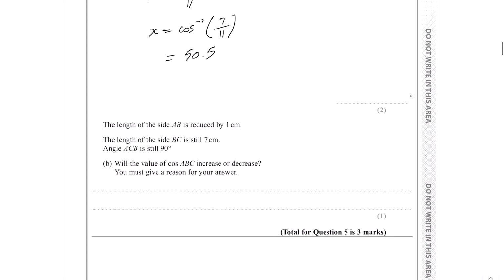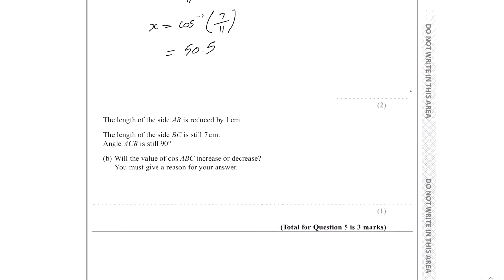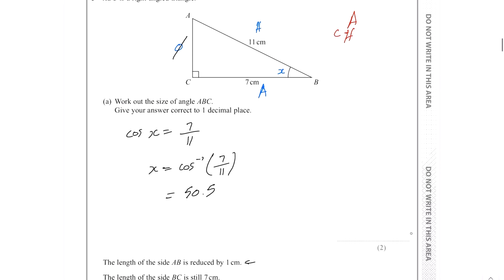So the length of side AB is reduced by 1 centimeter. The length of side BC is still 7. Okay, so AB is reduced by 1. Will the value of cos ABC increase or decrease? Now, you want to be careful with this, because this line here is very important, what it's asking. It's saying, will the value of cos ABC. So remember, cos ABC is what I've called X there.